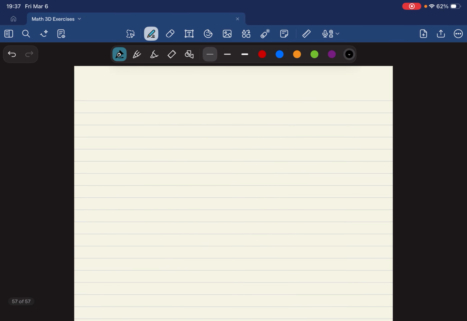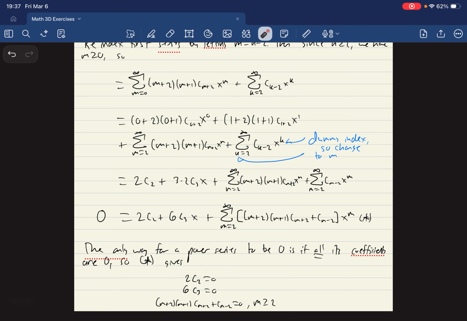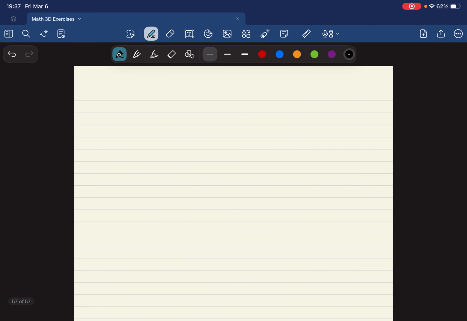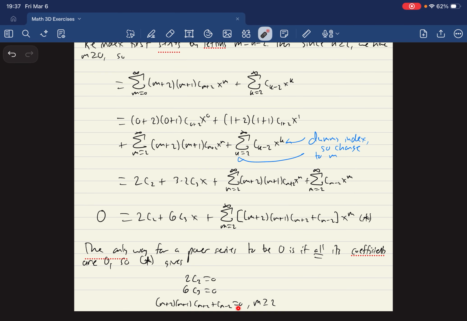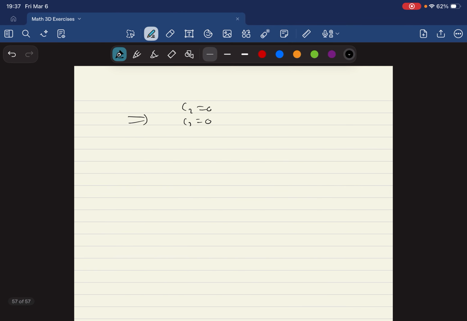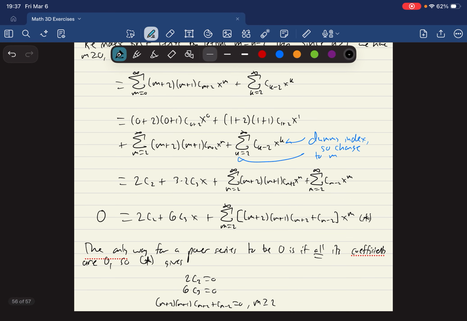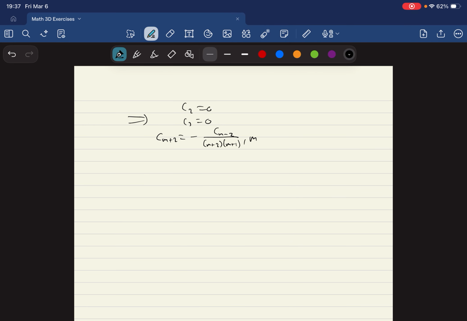In other words, all right, well, this just tells me that C2 is 0. This tells me that C3 is 0. So I get that C2 is 0, C3 is 0, and if I take my last equation here and solve for C_{m+2}, I'm going to get that C_{m+2} equals negative C_{m-2} all over (m+2)(m+1). And this is for m bigger than or equal to 2.